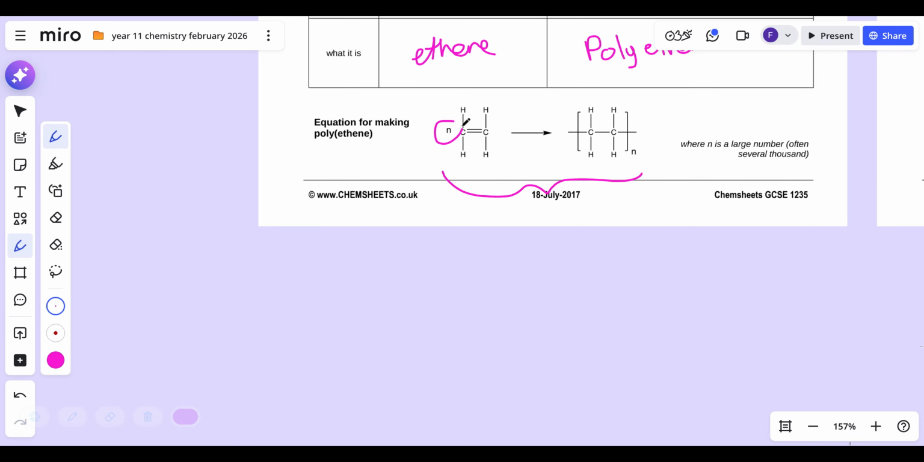The N stands for a lot. I don't know how many, but a lot. So you take a lot of ethene molecules and you join them all together. And here you have N of these going on in that direction and to the left. So this is the polymer when they're all joined together.